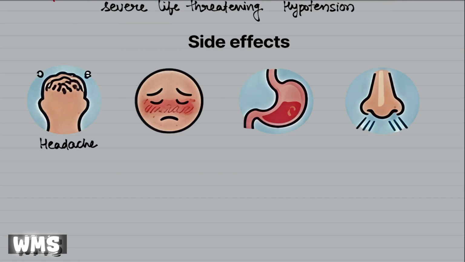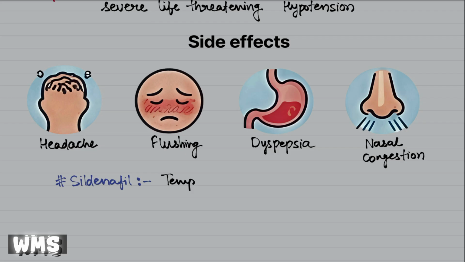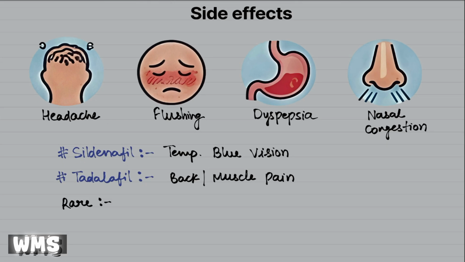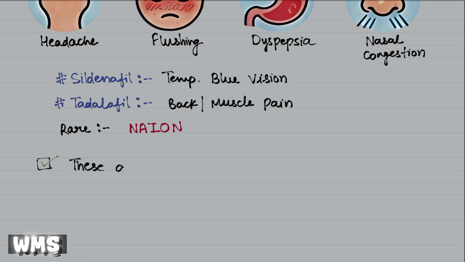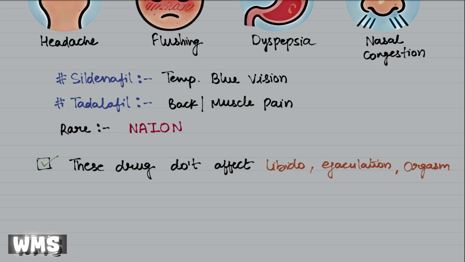Common side effects include headache, facial flushing, dyspepsia, nasal congestion. Some specific effects: sildenafil may cause temporary blue-tinted vision. Tadalafil may cause back or muscle pain. Rare but serious concern: possible association with non-arteritic anterior ischemic optic neuropathy, so avoid in patients with prior history. Another important point is that these drugs do not affect libido, ejaculation, or orgasm. They only improve erection. In patients with low testosterone, combining testosterone therapy with phosphodiesterase 5 inhibitors may improve response.